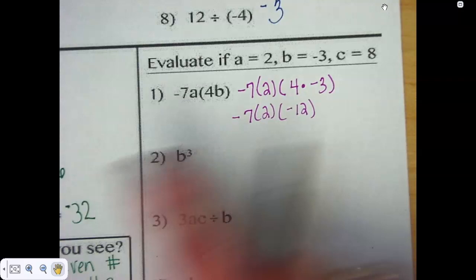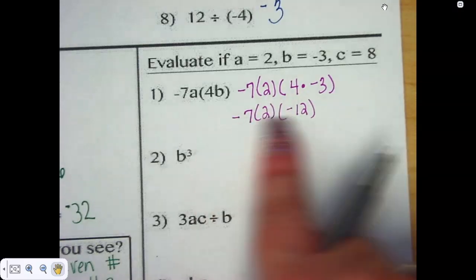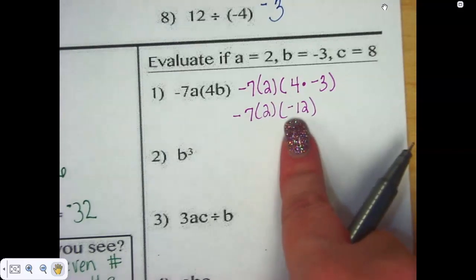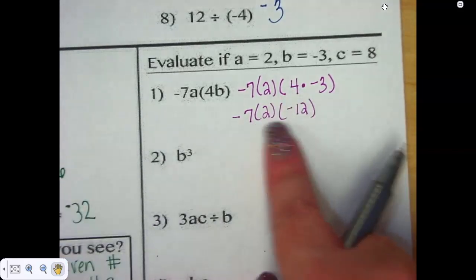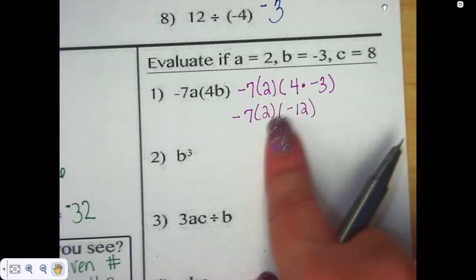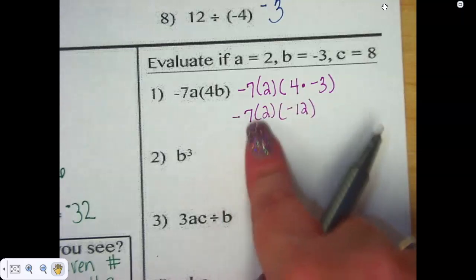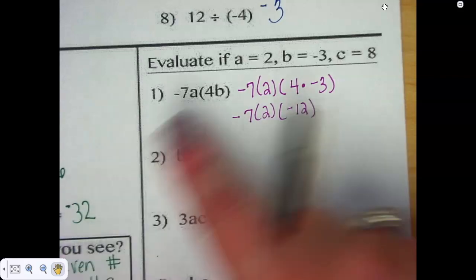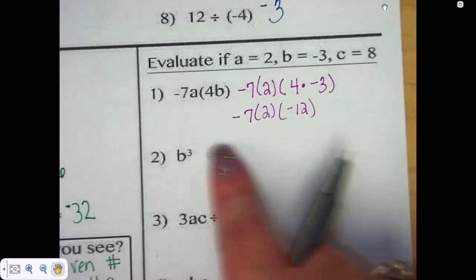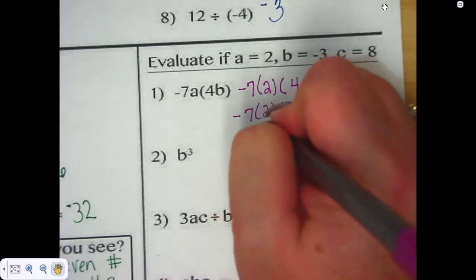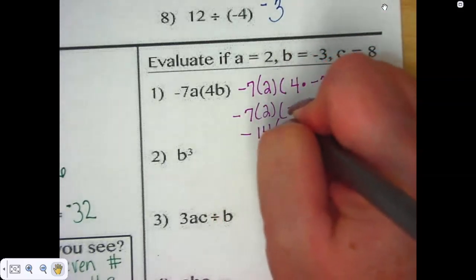And then the commutative property says I can multiply in any order, but this one I'm just going to work left to right because if I did the 2 times -12, I don't think that's going to help me because that gives me 24, and I don't know 24 times -7 off the top of my head. So I'm just going to work left to right. -7 times 2 is -14, and so then we're left with -14 times -12.